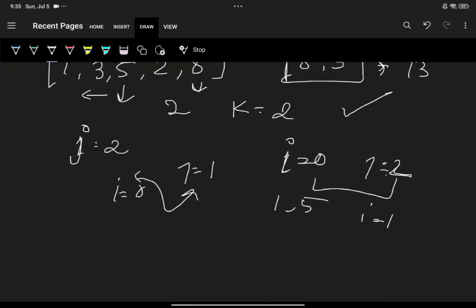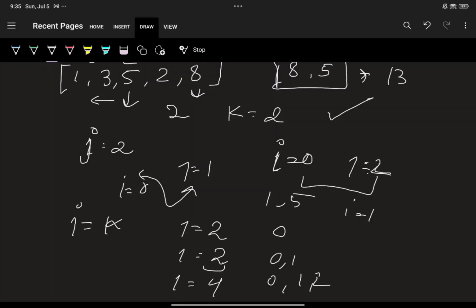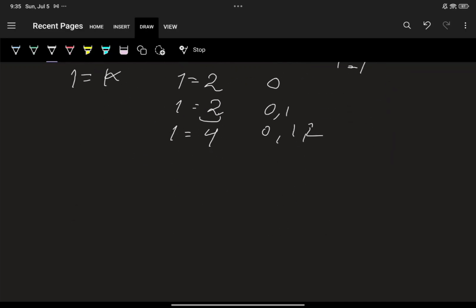Now, if I take a loop with j starting from k, what will happen? j moves from 2, and for j equals 2, the valid index would be 0. For j equals 3, the valid indices would be 0 and 1. And for j equals 4, the valid indices would be 0, 1, and 2. How can I get these values of j and of the ith index?